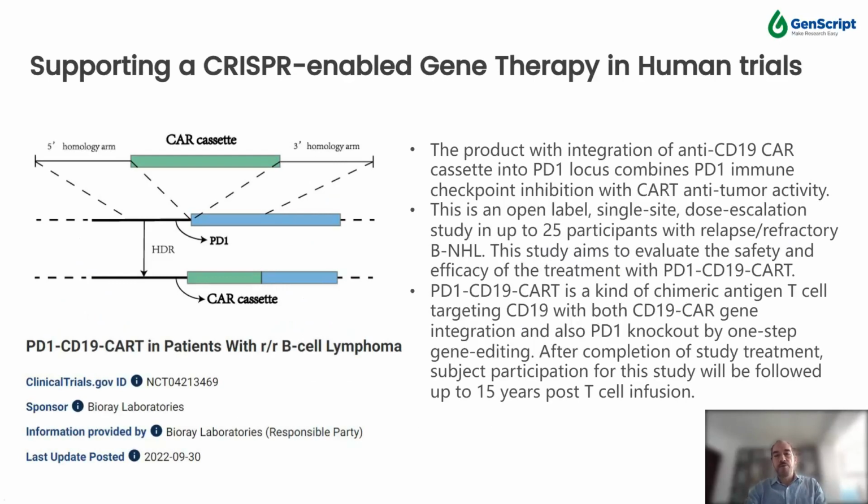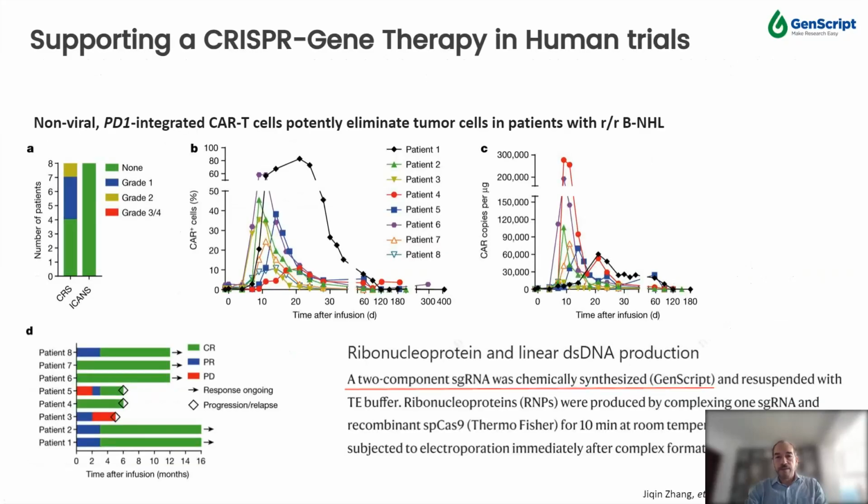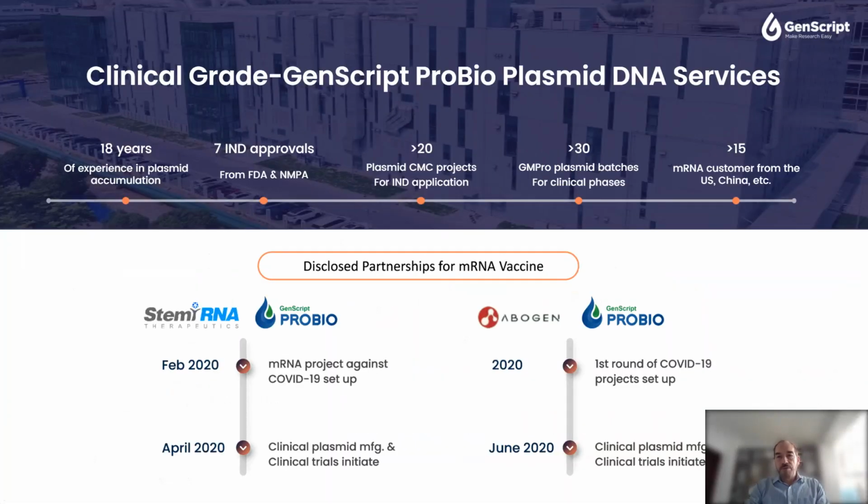This is just one example of a case study with a company we supported for their human trials with our HgRNA. Bioarray Laboratories were performing CRISPR-enabled gene therapy in humans with PD-1 CD19 CAR-T, and that was very successful, and they used our HgRNA for their human trials. This is another example with Professor Zhang performing human trials using the GenScript GMP-grade HgRNA synthesis for GMP-grade human trials.